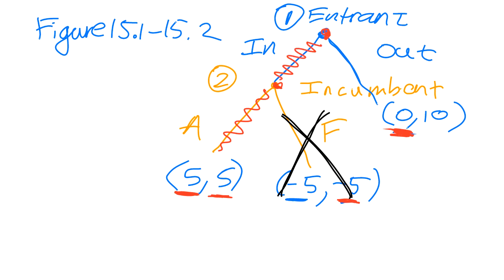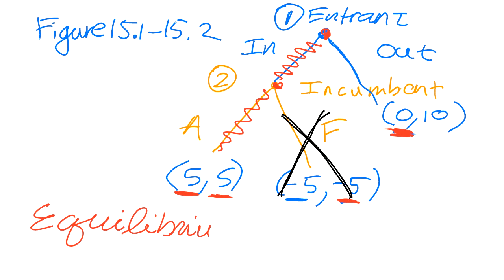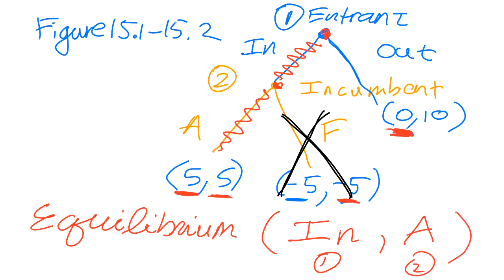So the equilibrium: when we talk about the equilibrium, we're talking about what strategies player 1 and player 2 are going to choose. The equilibrium in this case would be in for player 1 and accommodate for player 2. It's not necessarily money. It's just like, where is everything 50-50? We usually talk about equilibrium strategies. So in this case, in equilibrium, player 1 will enter, player 2 will accommodate.